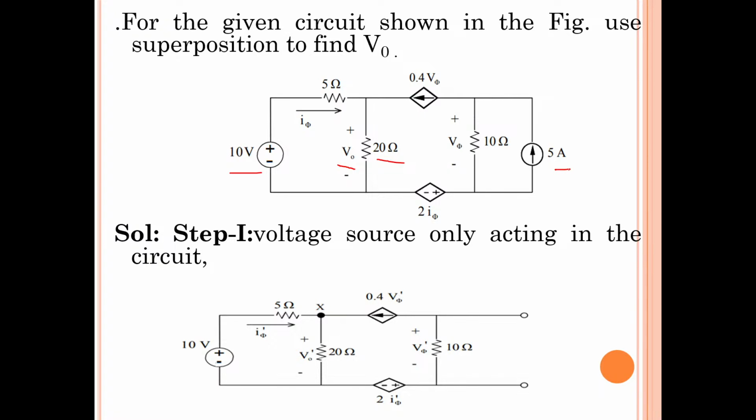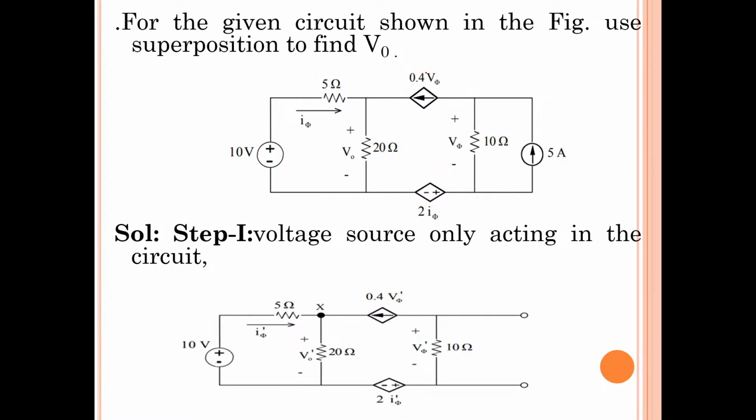You can see two independent sources, 10 volts and 5 amperes. There are some resistors: 5 ohms, 20 ohms and 10 ohms. Two dependent sources are there. This is a current source, the arrow mark is there, and the plus minus is there in this diamond shape. This is a voltage source.